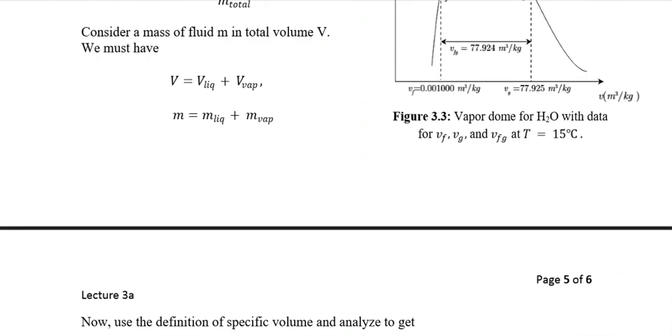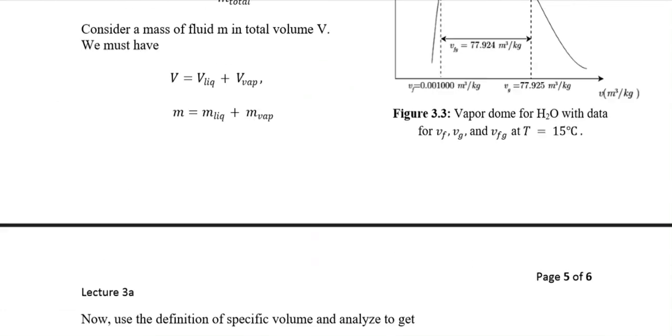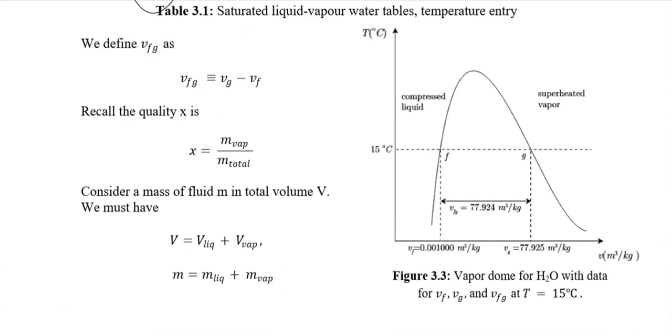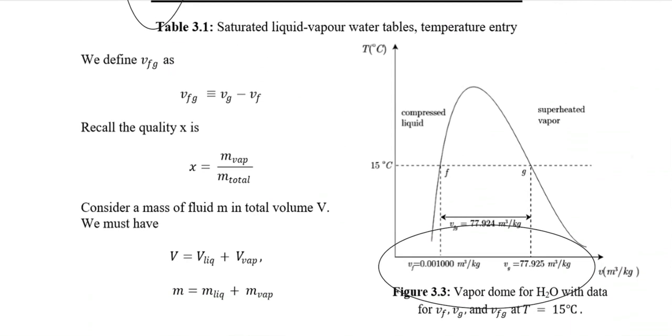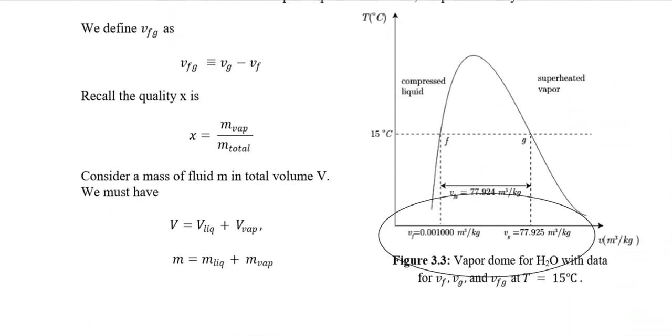Similarly, it will be for the pressure table as well. But before moving towards that, I will explain a little bit over here. In my example, we define Vfg as approximately equal to Vg minus Vf. It is what we call the volume of evaporation. Vfg is the volume of evaporation.